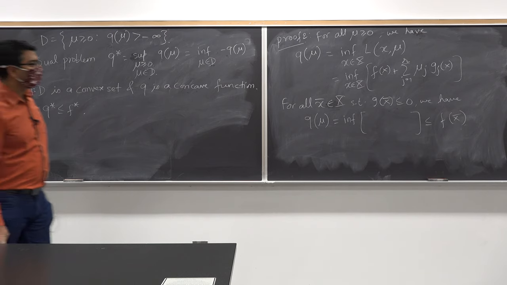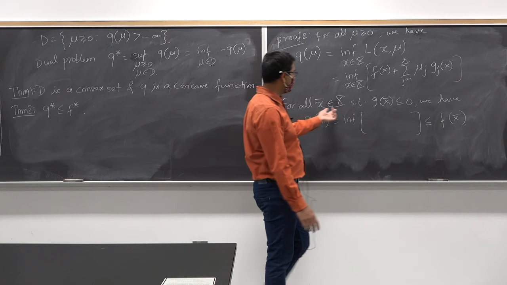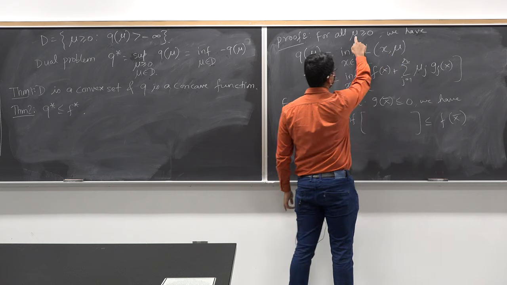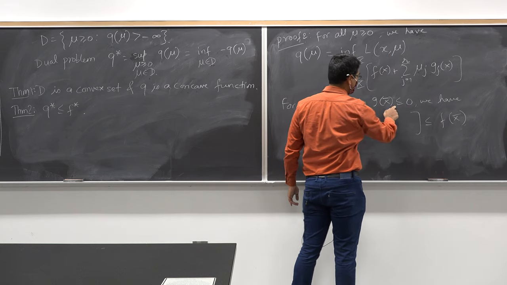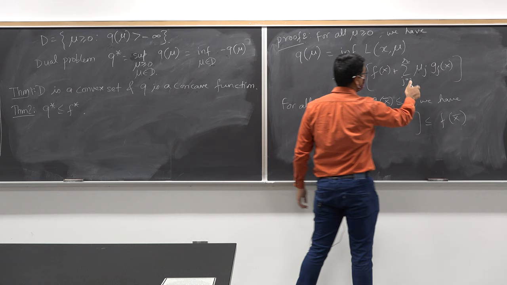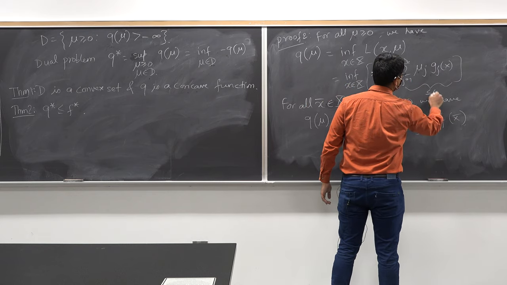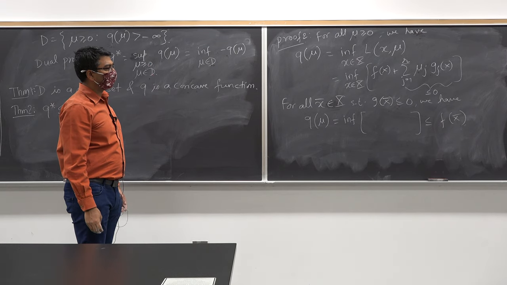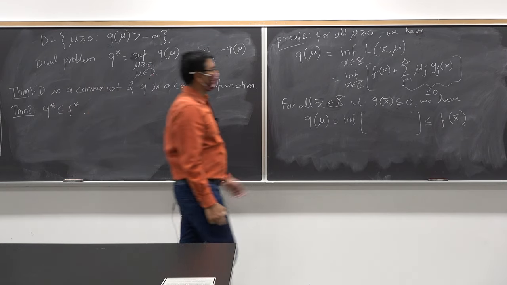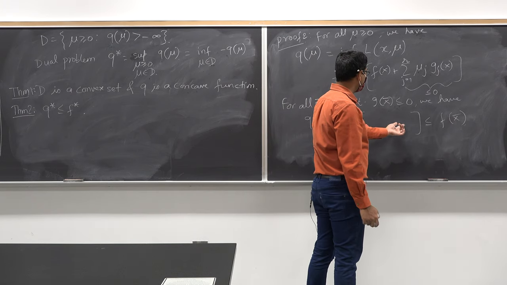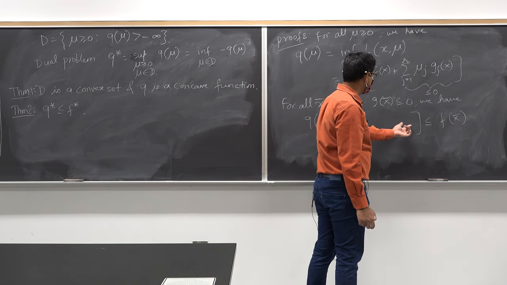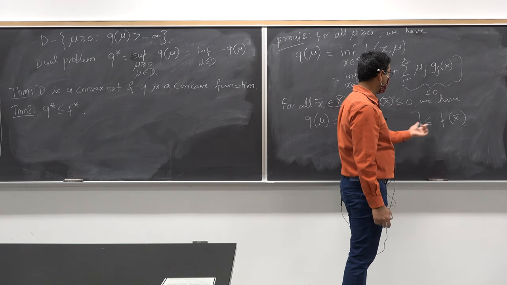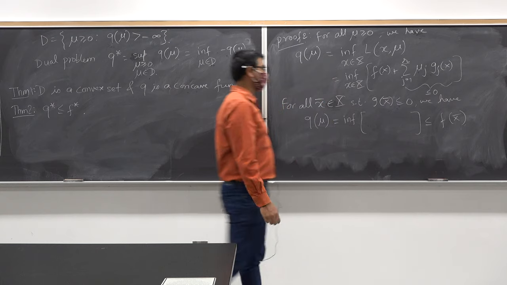Okay, so let's look at it. What is going to happen for all such x bar, where g of x bar is less than or equal to 0? I have mu j, which is non-negative, and gj, which is less than or equal to 0. So this term would become less than or equal to 0, for all such x bar. And so what you're doing is you're subtracting from f of x some non-positive term. So that's always less than or equal to f of x bar.